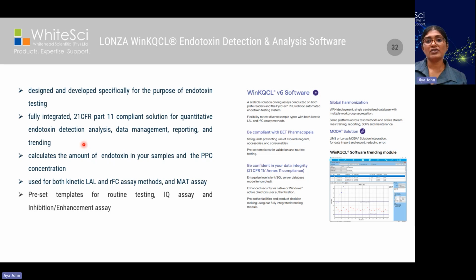The WinKQCL software calculates the amount of endotoxin in your sample, and it also gives you the value of PPC recovery and PPC concentration, which are all important information that you need to validate the product suitability for endotoxin testing. Once you purchase this WinKQCL software, it can be used for your traditional lab assays. It has a module for your RFC assay and MAT assay. It also has preset templates for routine testing, initial qualification assay, and the inhibition and enhancement assay.